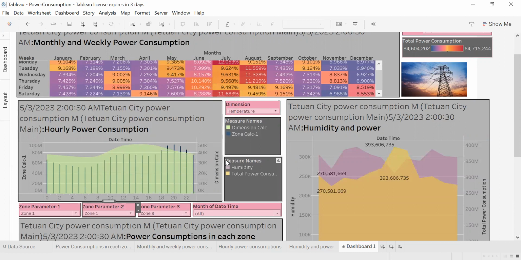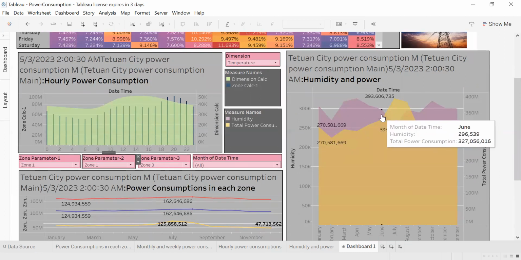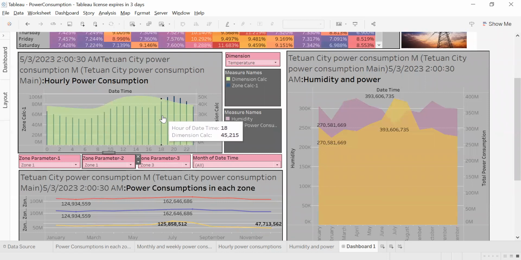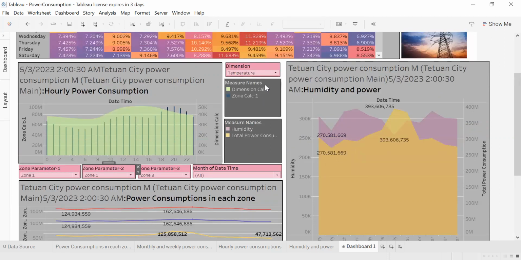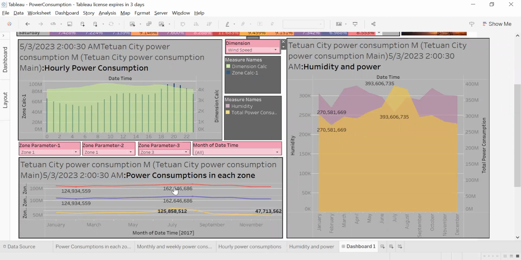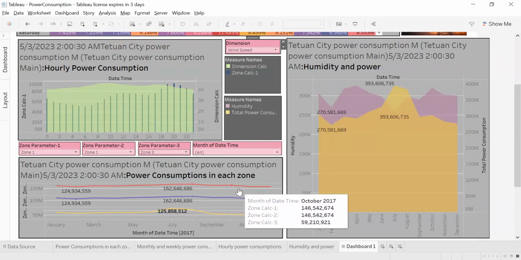Humidity and temperature also have an impact on energy consumption. Power usage is inversely proportional to humidity, with lower humidity leading to higher energy consumption. On the other hand, an increased temperature will lead to an increase in energy consumption. Wind speed, however, does not appear to have a significant impact on power consumption. Among the three zones, Zone 1 had the highest power consumption with a decrease in usage observed in September.